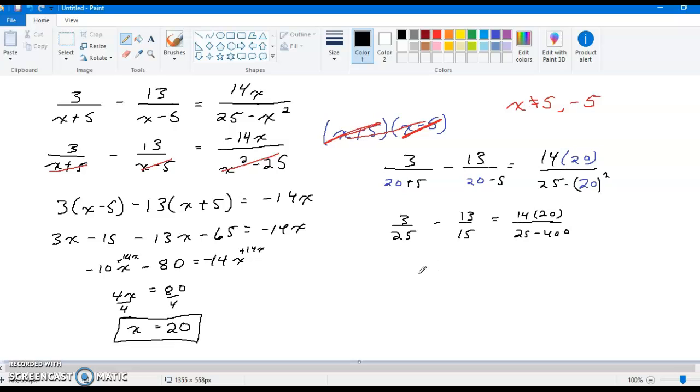So if you're lucky enough to have a fraction calculator, you can do the calculation, and if not, 2 14s is 28, add that 0. 25 minus 500 is going to be negative 375. And they may not look alike, but in fact when you simplify 280 over 375, you'll get the same thing.